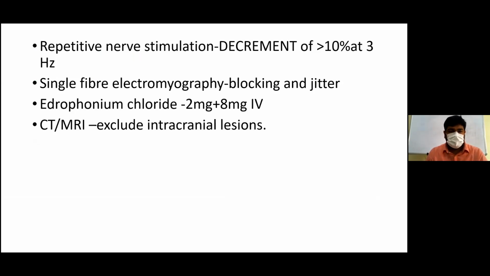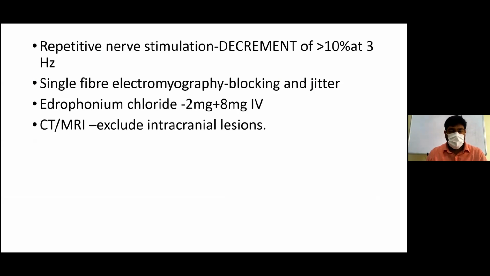Edrophonium chloride. This is used for testing because of its rapid onset, 30 seconds, and short duration of action, that is 5 minutes. So an initial IV dose of 2 milligrams of edrophonium is given, and if there is any improvement, it is considered positive and the procedure is stopped. If there is no improvement, then an additional 8 milligrams IV is given, and then look for any improvement.